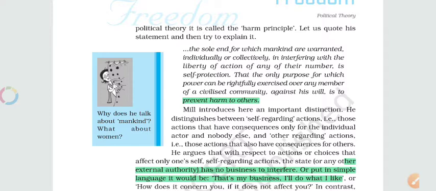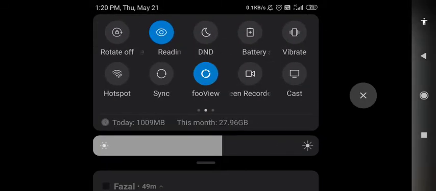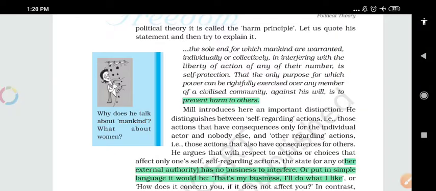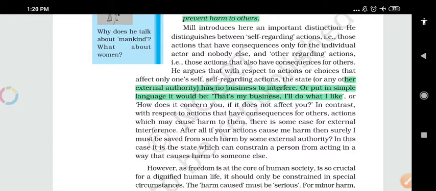Okay, what he wanted to say is that you can achieve freedom, but up to the level where others are not getting affected. You have the freedom, you can do whatever you want, but up to the line where others are not getting affected. So you have some sort of freedom where others are not getting affected, and the state has no business of interference.